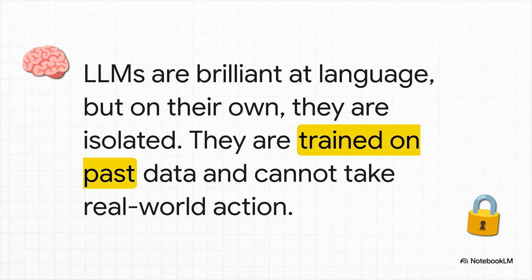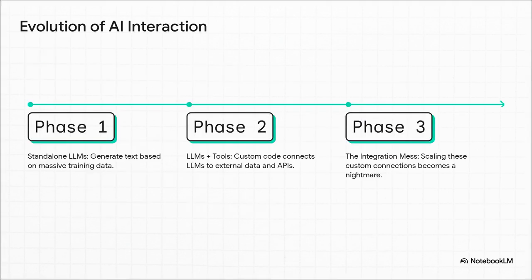It has no connection to your apps, your files, or the internet in real time. It can't send an email for you, it can't book a flight, it can't check inventory. All it can do is talk. And things have moved so fast. We started with those standalone LLMs, those brains in a jar. Then, developers had this aha moment. They could give them tools, which is just a fancy way of saying they wrote custom code to connect them to outside services.